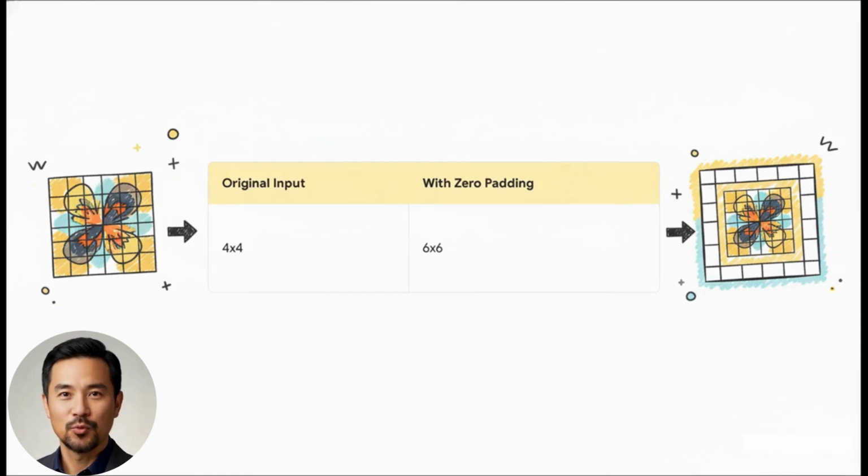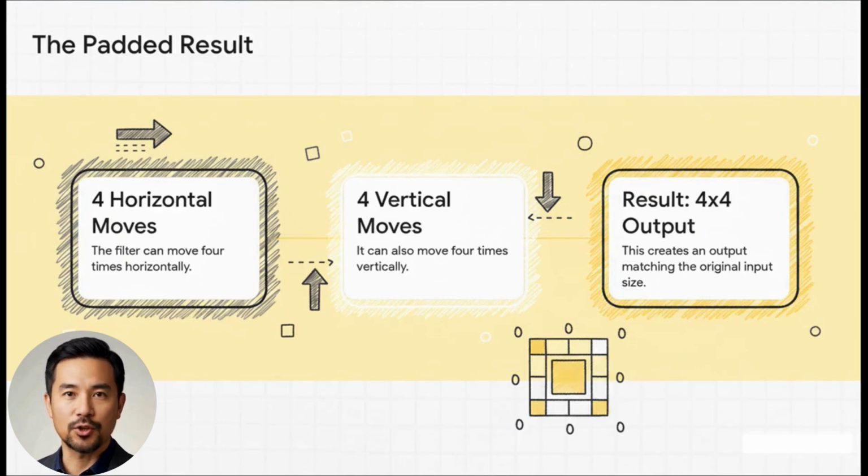Okay, let's go back to our little 4x4 grid. But this time, let's wrap it in a nice, cozy border of zeros. Now our image is effectively a 6x6 grid. And look what that does. The filter can now sit perfectly centered on that original corner pixel. It has room to breathe. Because of that extra space, our 3x3 filter can now move 4 times across and 4 times down. That gives us 16 spots, which creates a 4x4 output. That is the exact same size as the original image we started with.